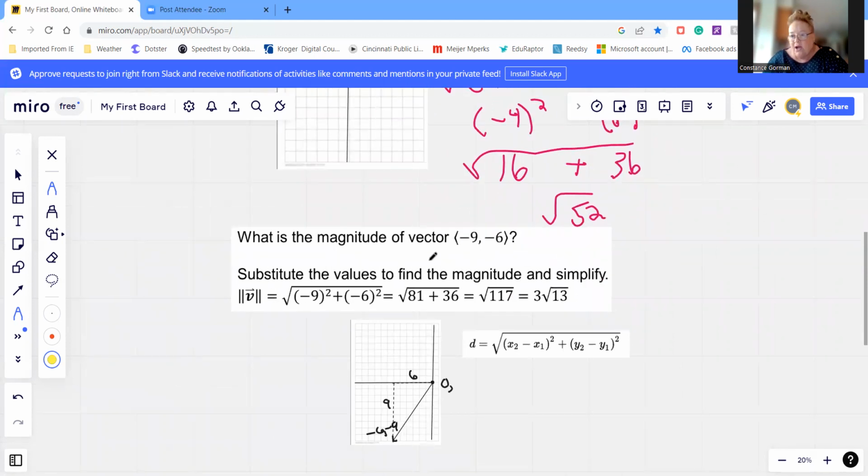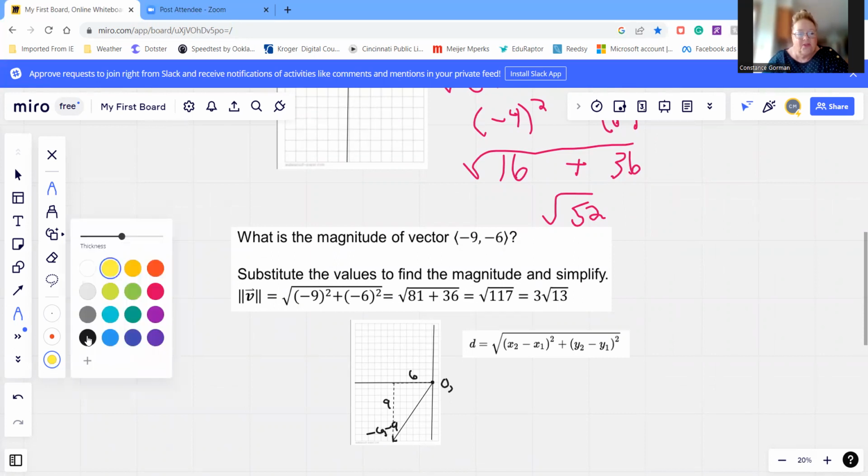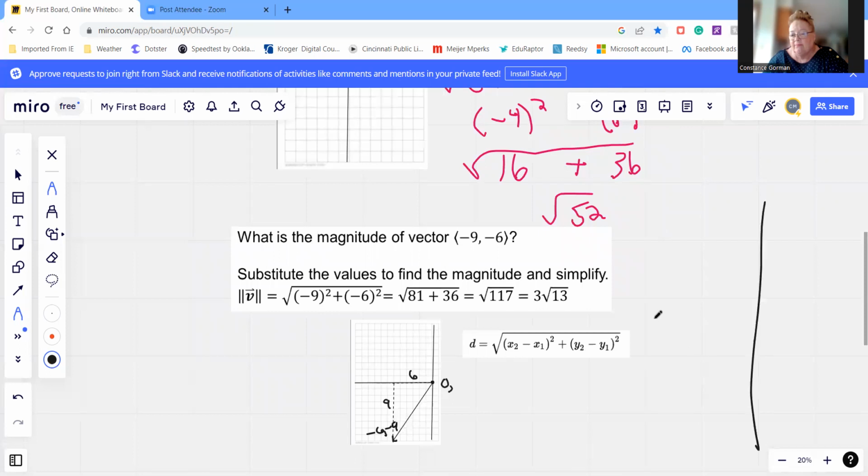Okay, so at your desk, go ahead and in your notebook, write down this problem as an example. What is the magnitude of the vector -9, -6? Now, just for prior knowledge, remember that's going to be in the third quadrant. So pardon my crooked lines, but remember, this is the first quadrant, second, third, fourth. You go counterclockwise. And so this vector is going to be here. I'll draw my right triangle.